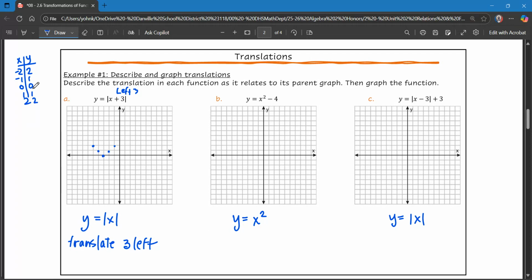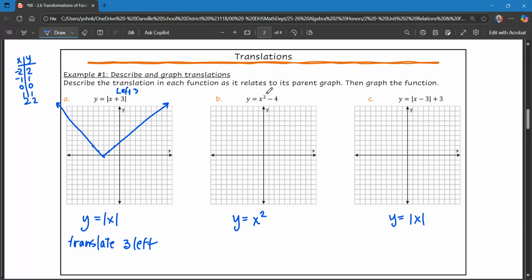If you want to, you can make a completely different XY table if you want. But the point is that that +3 there is taking the normal graph and shifting it 3 to the left. So you don't actually have to make a whole table for it. If you know what the parent function looks like, then you can just shift everything 3 to the left.